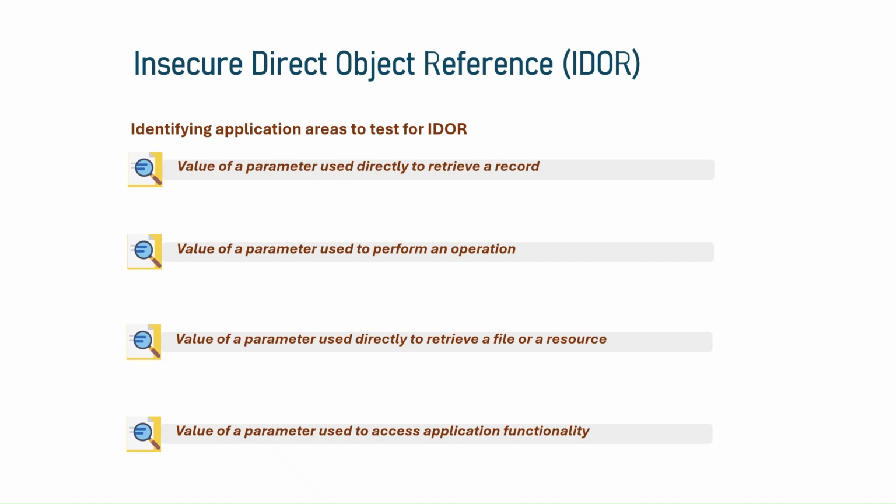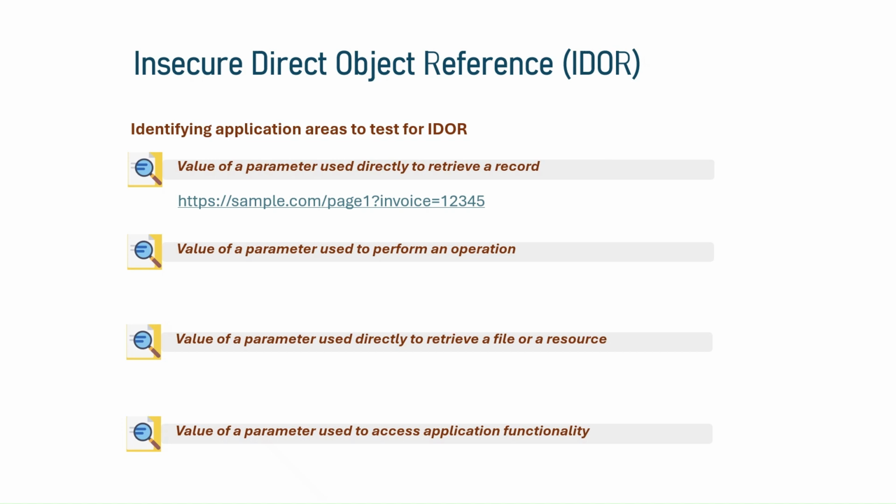Now, let's look at one. So, you see an example URL on the screen. In this URL, you can supply a different value to the parameter invoice, and if the application is vulnerable to insecure direct object reference, it will return the results of another invoice that belongs to another user. Moving on to the next one.